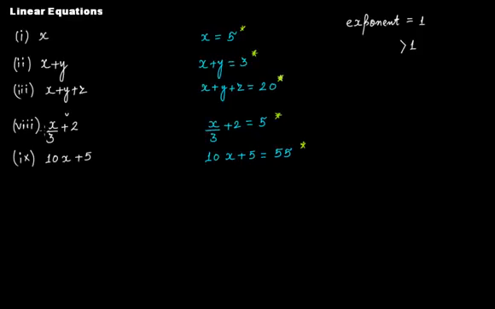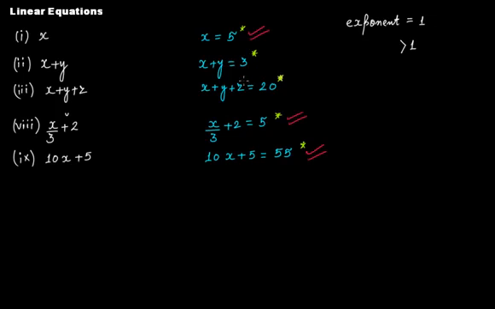Out of these 1, 2, 3, 4, 5 options, can you tell me which equations have only one variable? So you'll quickly say that x is equal to 5 has one variable, x by 3 plus 2 is equal to 5 has one variable, and 10x plus 5 is equal to 55 has one variable. And that is what linear equation in one variable means.